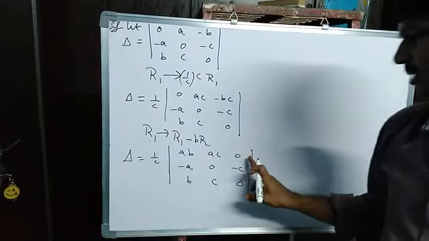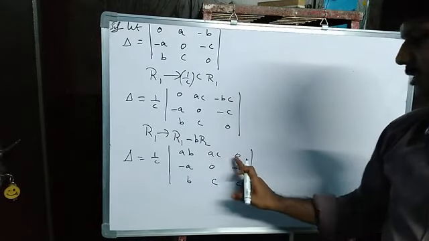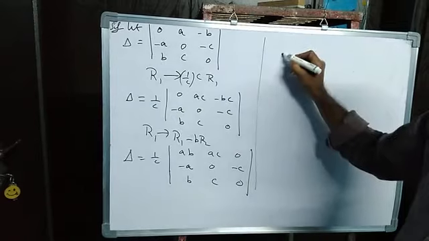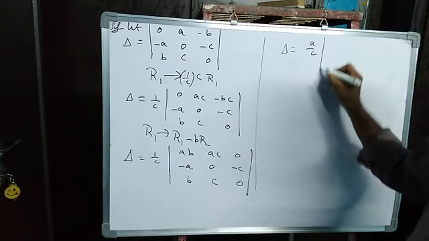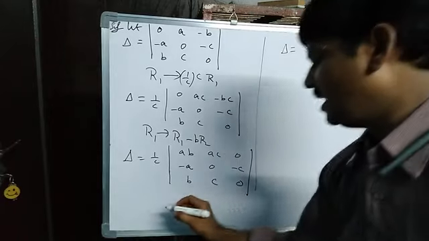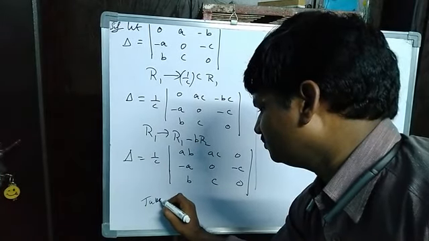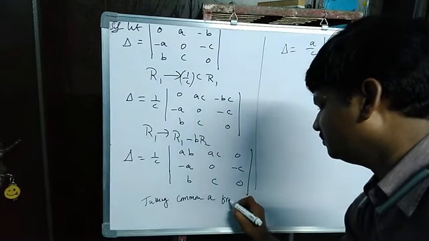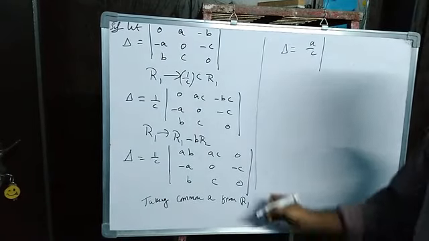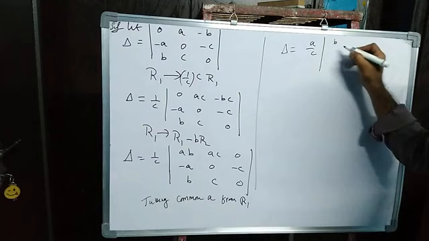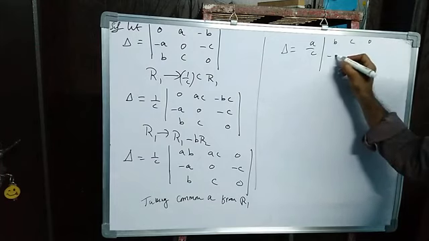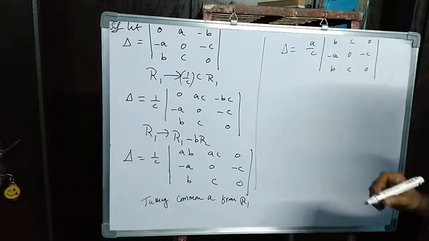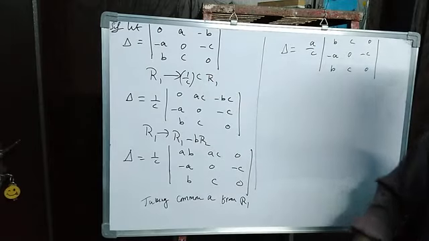Next, from row 1, A is there, A is there, 0 is there. What can we take common? A I am going to take common from R1. So delta is equal to A by C into the determinant. What will be left? B, C, 0; minus A, 0, minus C; B, C, 0. After applying these two row operations, what did we get?